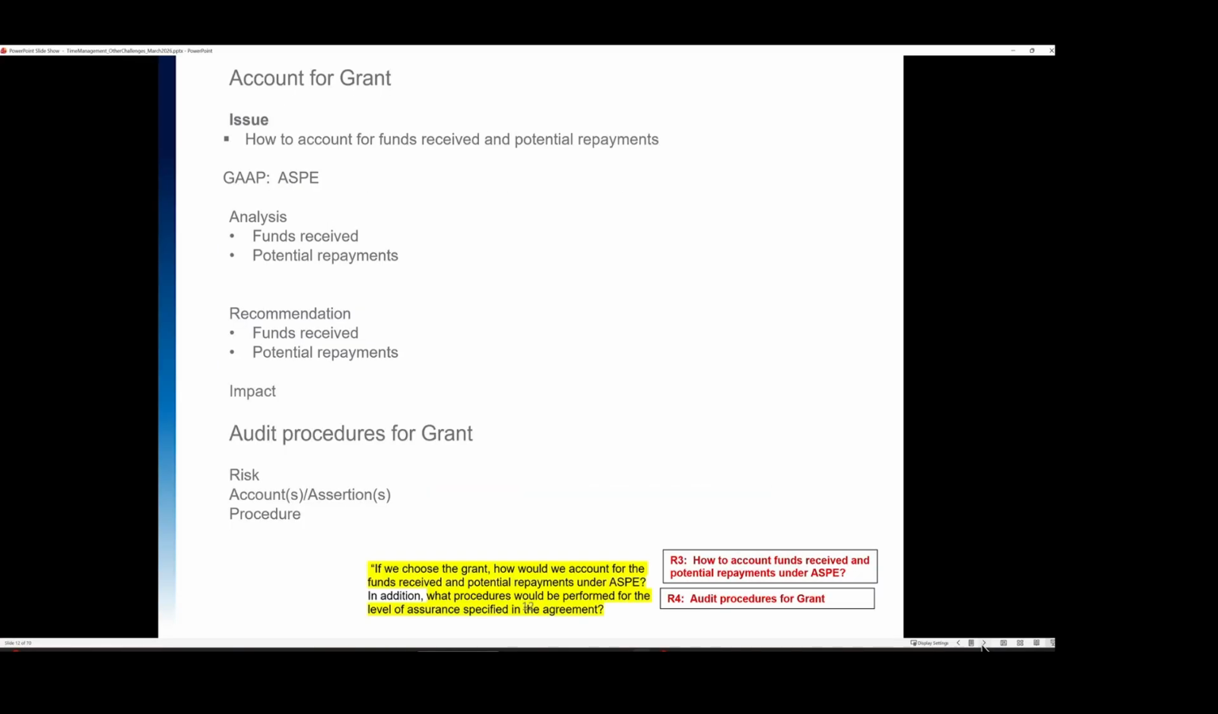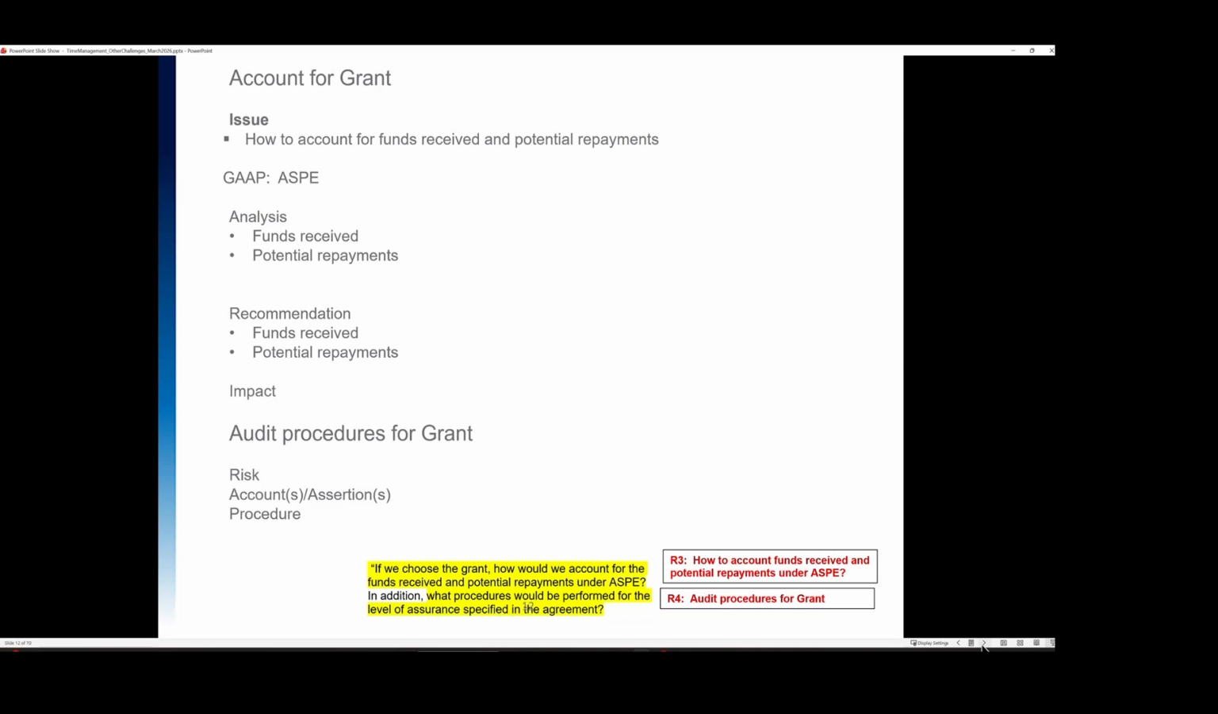The next paragraph, there's two more requireds. So we need to account for the grant. It's a financial reporting issue. So I know the discussion framework or the proper structure to use is IGAR or IGAR-I. So issue, gap, it's ASPE. I'm going to put that in there. Analysis, I need to talk about the funds received, the potential repayments, recommendations. I need to provide recommendations on the funds received, the potential repayments.